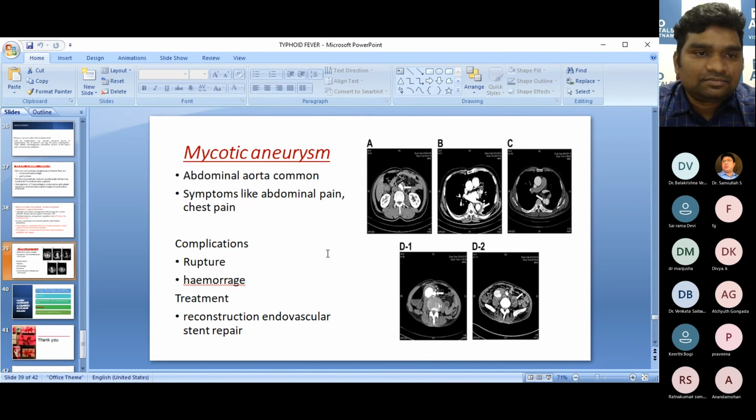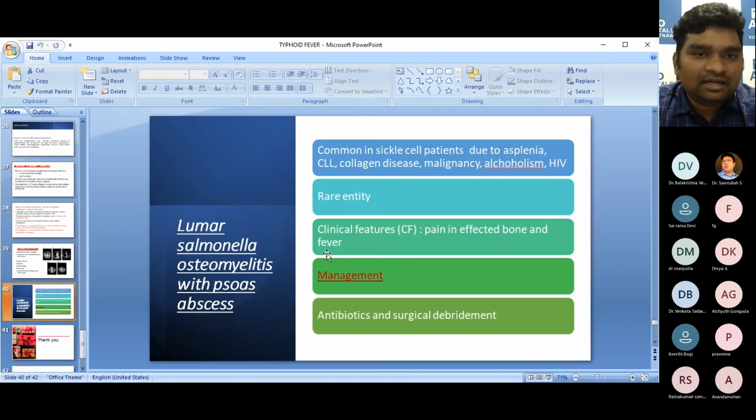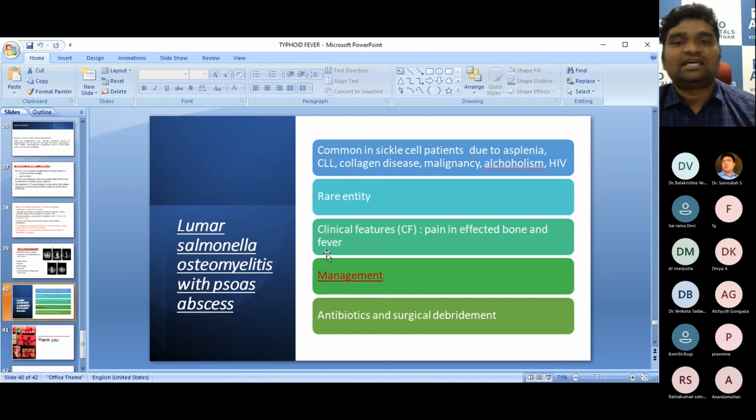And here, lumbar Salmonella osteomyelitis with psoas abscess. This is common in sickle cell patients due to asplenia, CLL, collagen disease, and malignancy, in alcoholism and HIV patients. It is a very rare entity. The clinical features are pain in the affected bone, restriction of movement, and fever with leukocytosis. Here the management is antibiotics and surgical debridement.